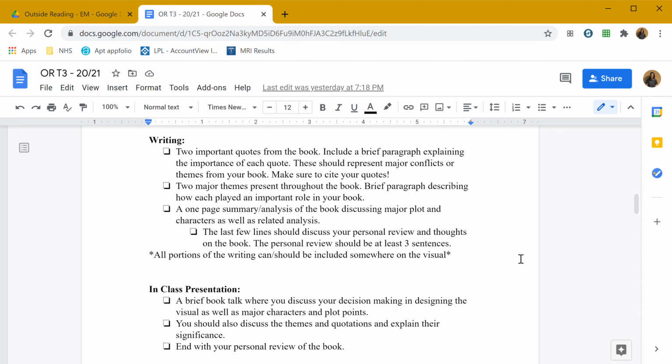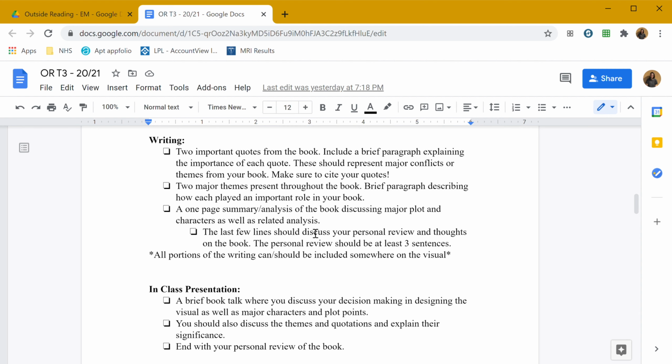And so it really can be in a lot of different ways, and it just depends on what you are trying to take out of the book, and what you think that the author is trying to have readers take away from the book. So that's the important part of picking themes. So you would choose two of those, and then you would just have short paragraphs explaining each of them, and what their role is. And then finally, you would just have a one-page summary analysis of the book, discussing major plot and characters and any related analysis.